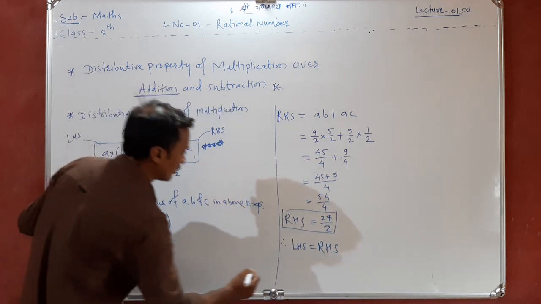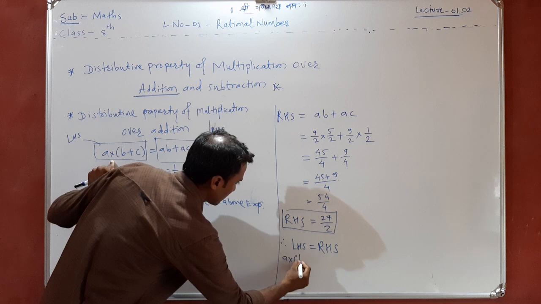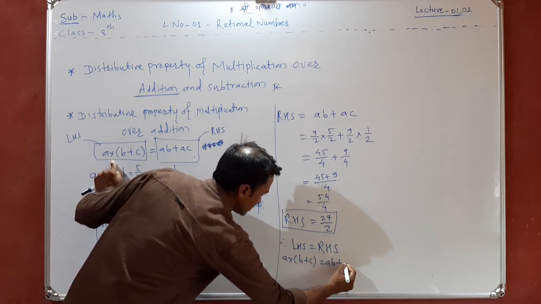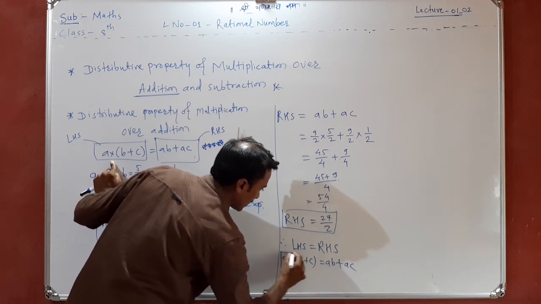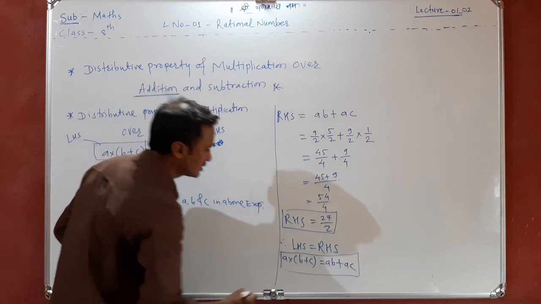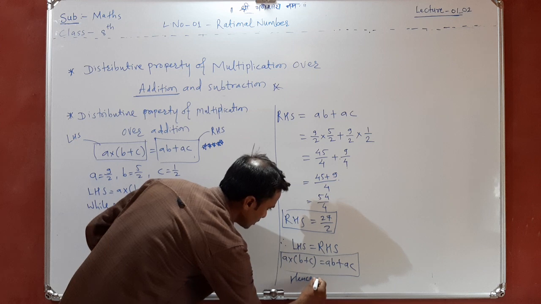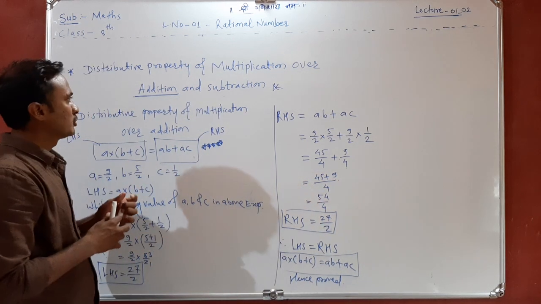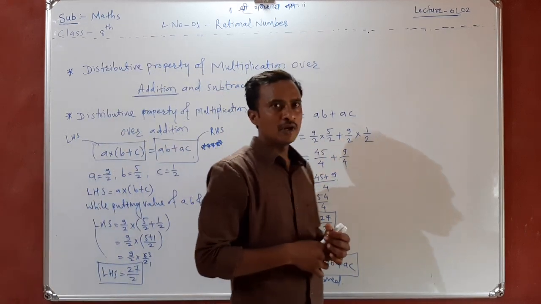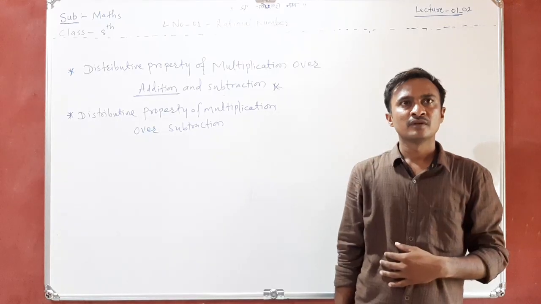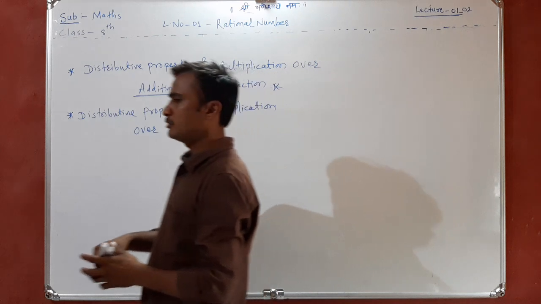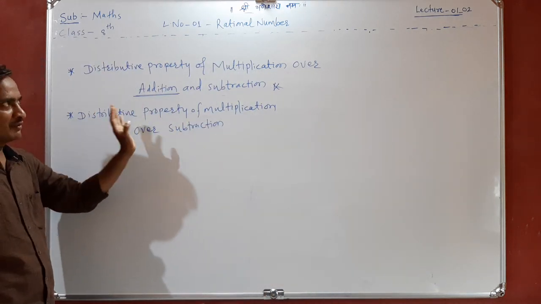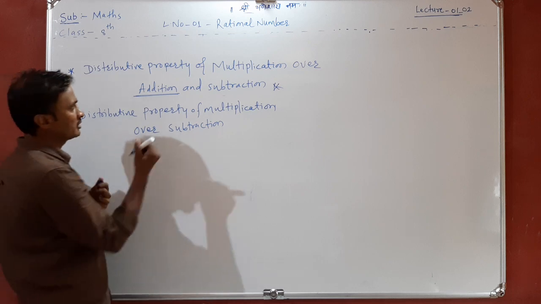Now hence proof, what we have proved here: A multiplied by in bracket B plus C is equal to AB plus AC, right? Now LHS is equal to RHS, and hence true. Now this is a complete proof of the distributive property of multiplication over addition. Now next see here the distributive property of multiplication over subtraction. Now previously we learned that for the addition.